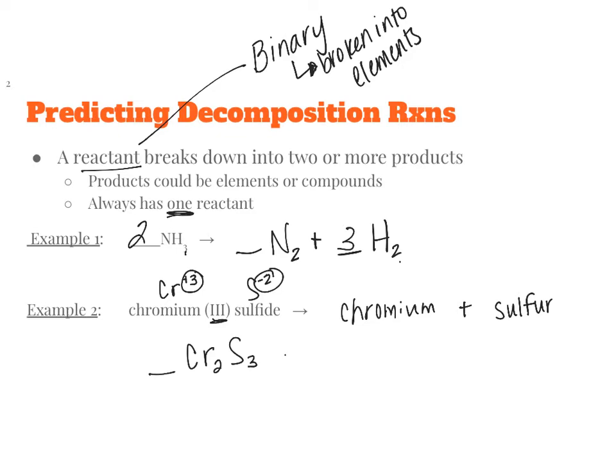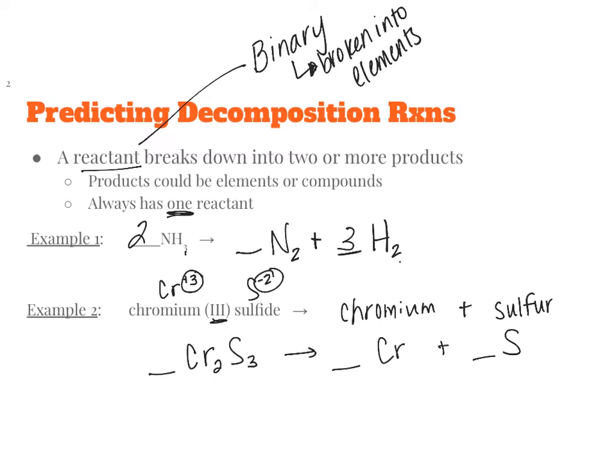Put that in front of there in case I have to balance it. And then chromium is just Cr. It's a metal. Remember, metals, we just write the element symbol for it. And then sulfur is a nonmetal, but it is not one of those diatomic elements, so I don't have to worry about putting my 2 subscript on it.